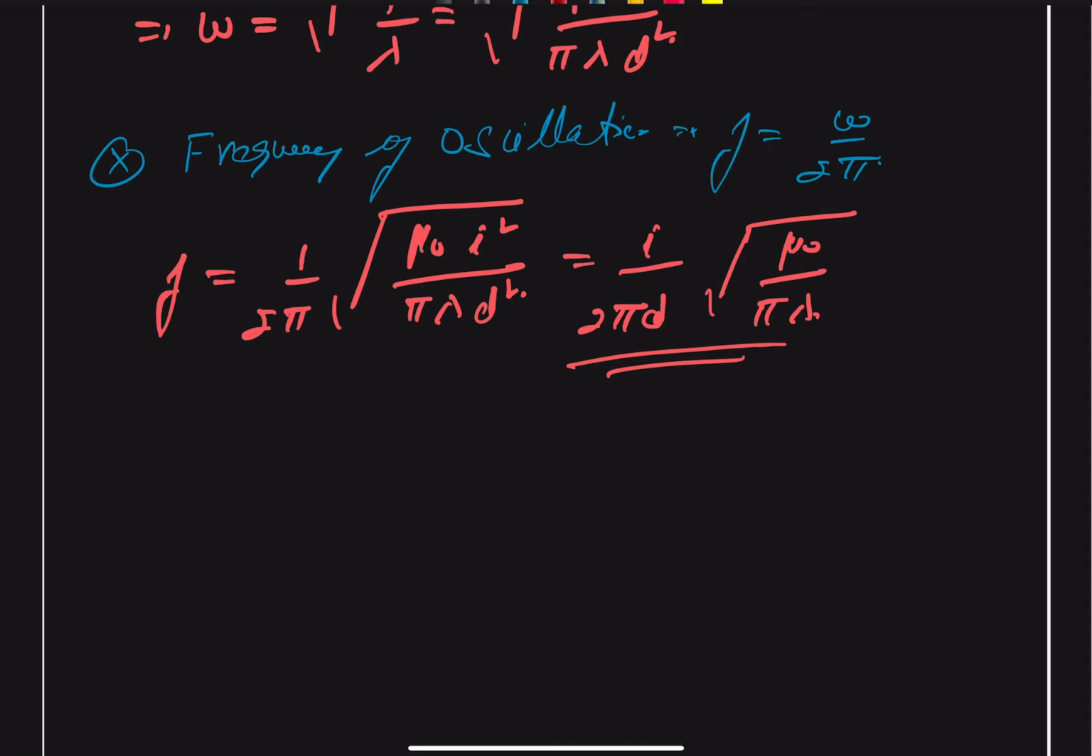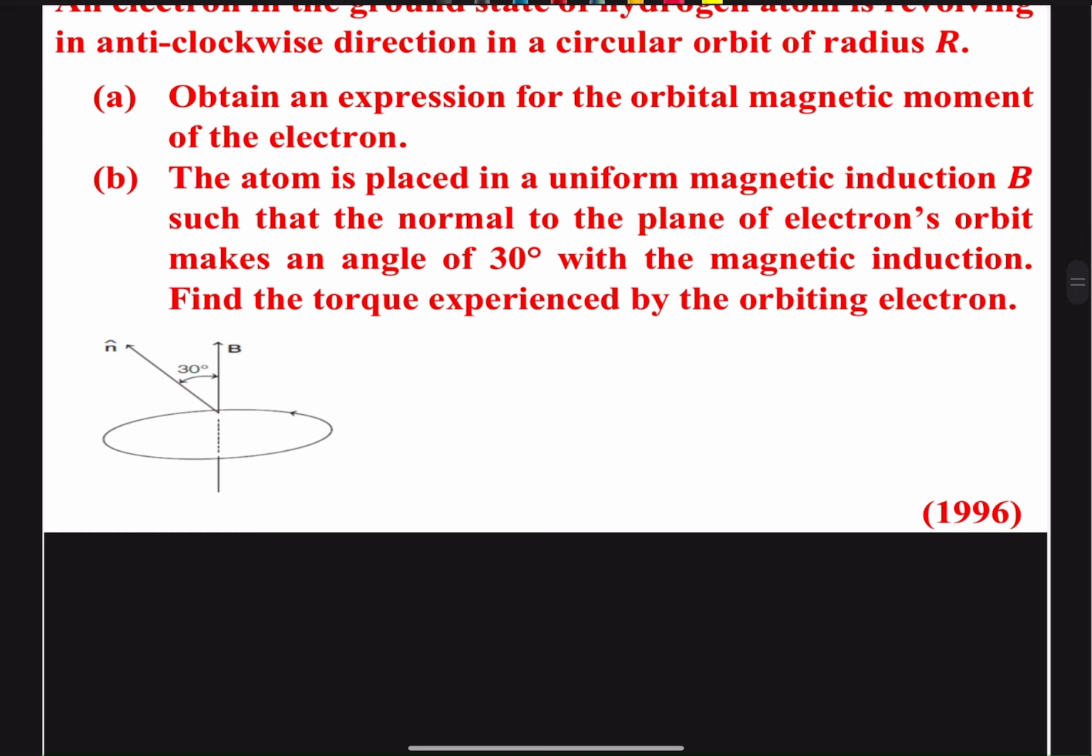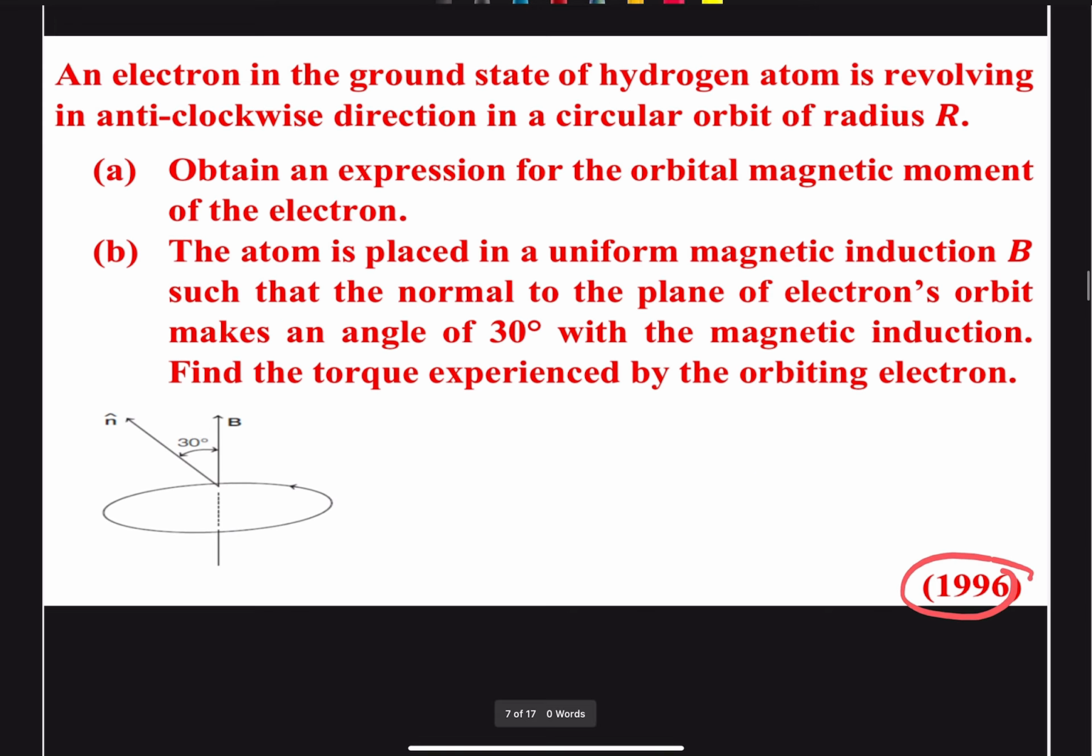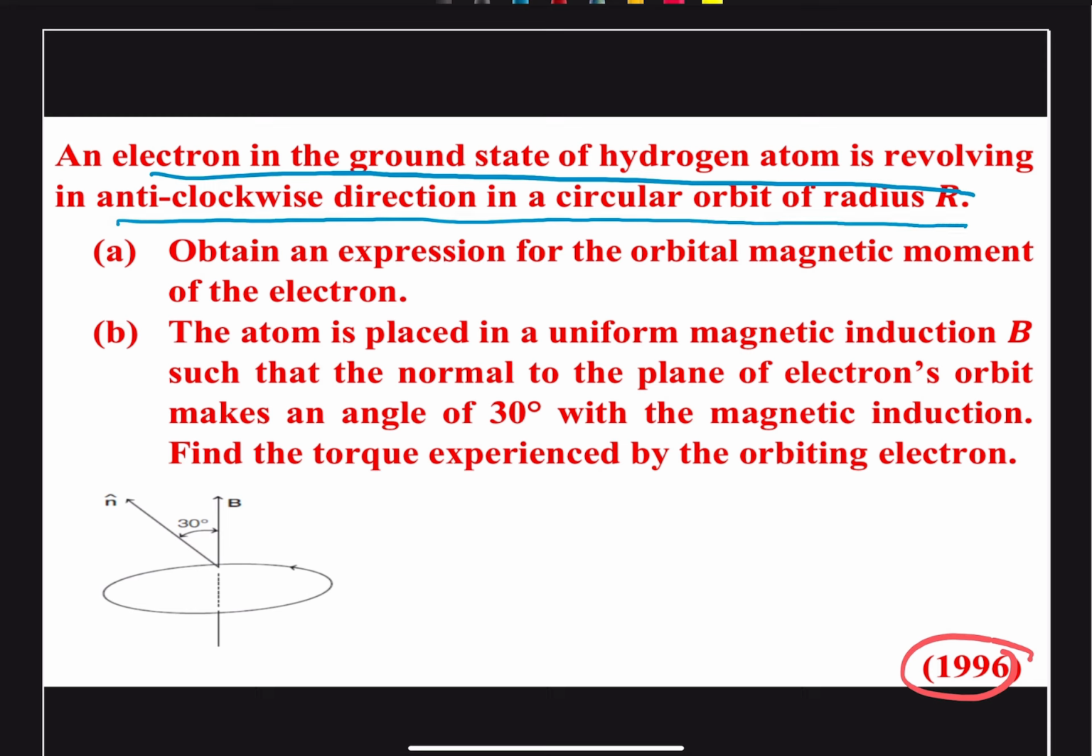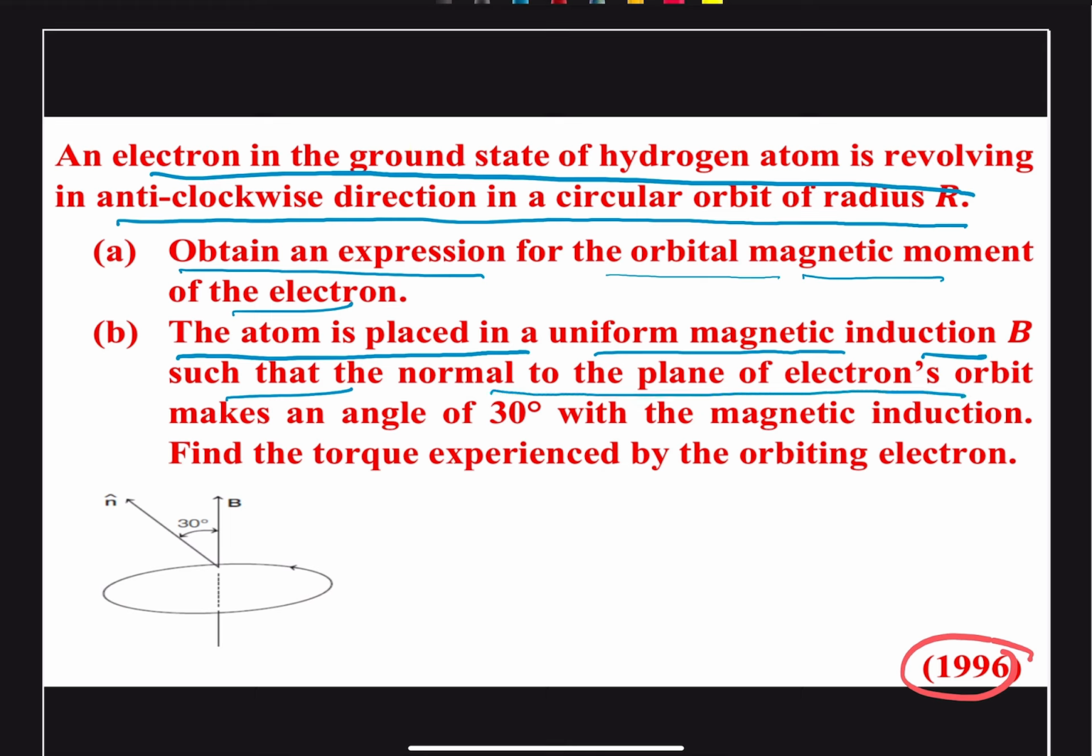We come to the next question, which was asked in the year 1996. And it says that an electron in the ground state of hydrogen atom is revolving in anti-clockwise direction in a circular orbit of radius r. Obtain an expression for the orbital magnetic moment of the electron. And part B, it says that the atom is placed in a uniform magnetic field induction B such that the normal to the plane of the electron's orbit makes an angle of 30 degree with the magnetic induction. Find the torque experienced by the orbiting electron.